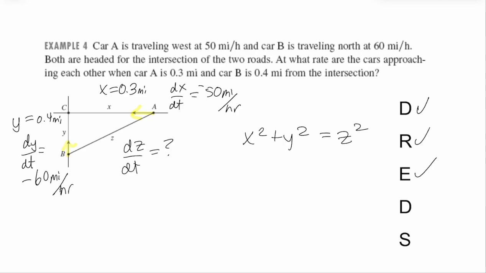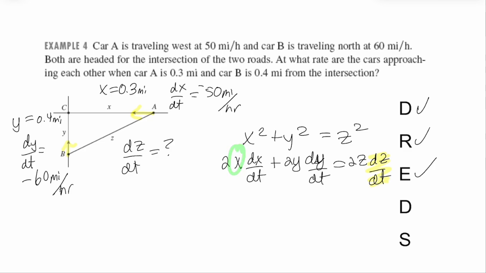Now, when we do that, we get 2x, tack on a dx/dt, plus 2y, tack on a dy/dt, equals 2z, tack on a dz/dt. Now the distance between them is getting smaller, so we should expect dz/dt also to end up being a negative number. If it is not negative, something is wrong, okay? Now let's think about what we know. We are trying to solve for dz/dt. There should be enough information that we know every other piece to plug into the equation.